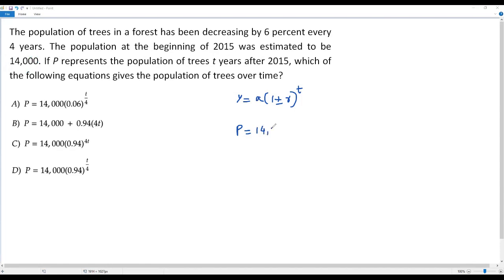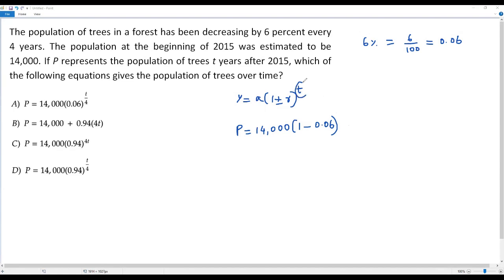Let me write it over here. Times 1. And so here the population of trees in a forest has been decreasing. Decreasing means it's exponential decay, so we have to consider a negative sign over here, negative. And this r represents the rate of decay. So here the rate of decay is 6%. So we can write the 6% as a decimal. For that we have to write 6% as a fraction, that is 6 over 100. When I divide 6 by 100, I'm getting 0.06. So the value of r is 0.06.